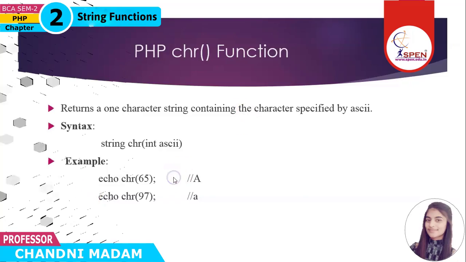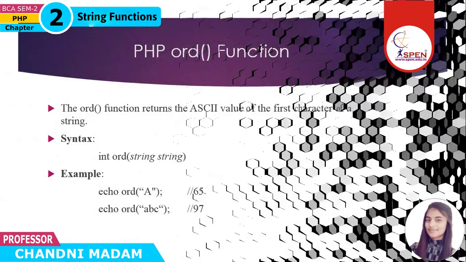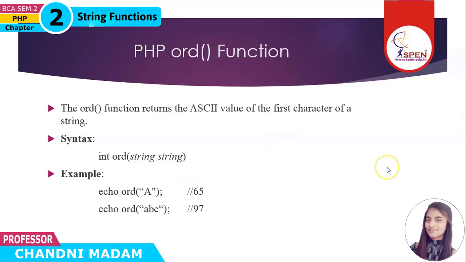Now the next function is the ORD function. This function converts your first character to an ASCII value. Here you have to pass one character and this function converts this character to an ASCII value. So it returns an integer value. Here is the example. Here the ORD function has one character, capital A. So this function converts capital A to the ASCII value 65. 65 is the ASCII value of capital A.